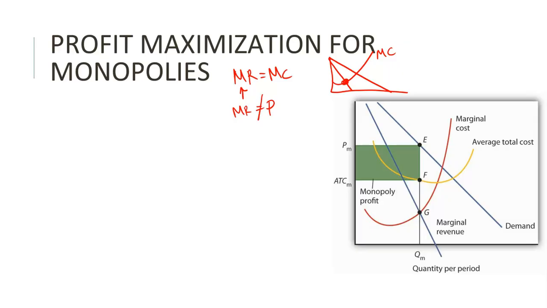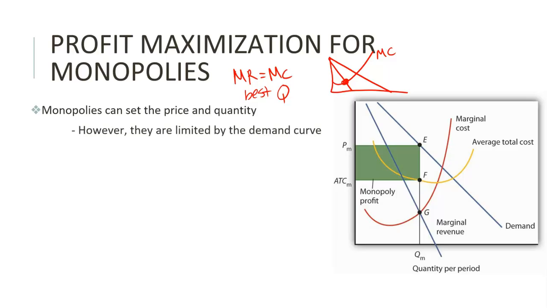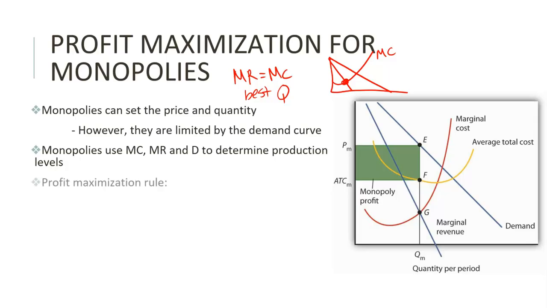It's not going to be the same as that marginal revenue point. So we're going to use marginal revenue equals marginal cost to find the best quantity to produce. And then we're going to use the demand curve and average total cost curve to actually calculate our profits or losses and those other things. So monopolies get to set the price and the quantity. They're still limited by the demand curve. They're going to use marginal cost, marginal revenue, and demand to determine production levels.